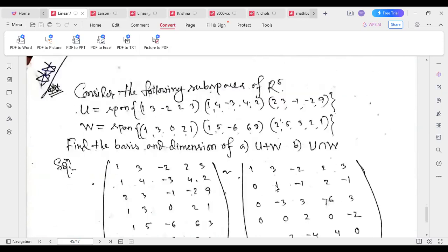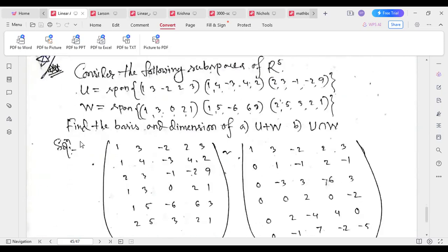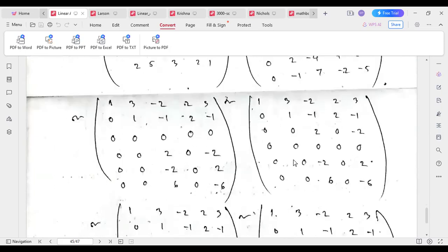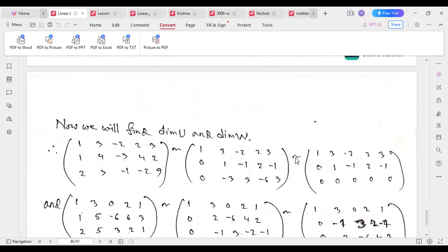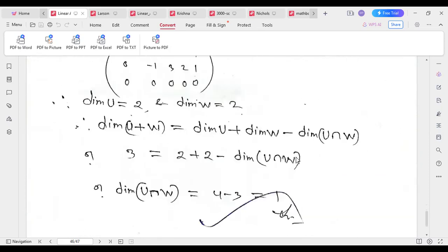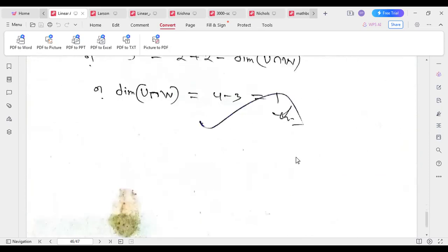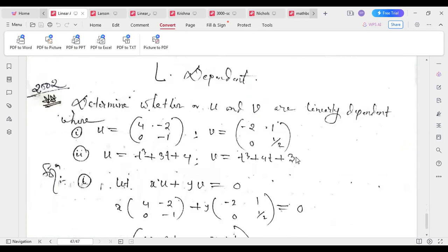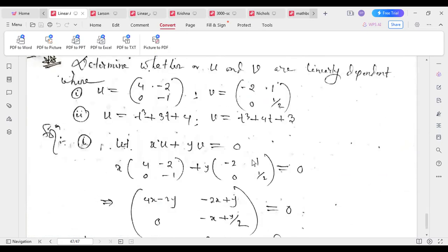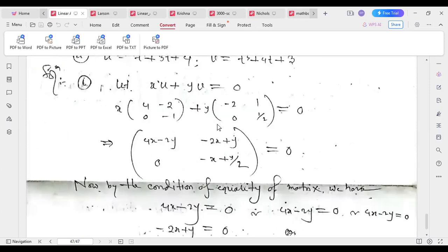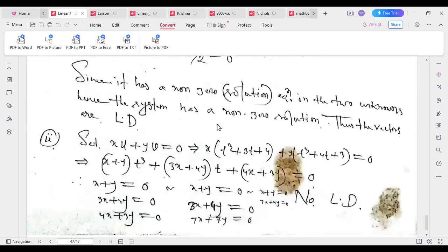Now consider the following subspaces of R5, U and W. With a similar process, we get the solution. This is left for you. So this is the homework for you. Determine whether they are linearly dependent, where this and this, just using echelon form.